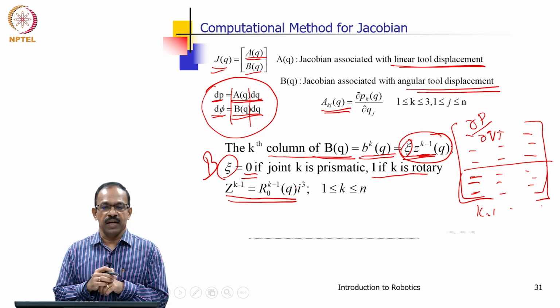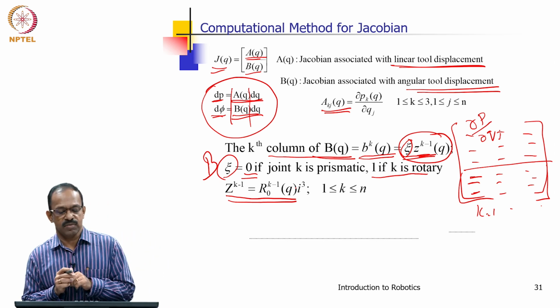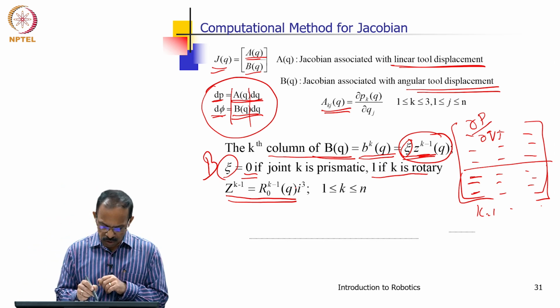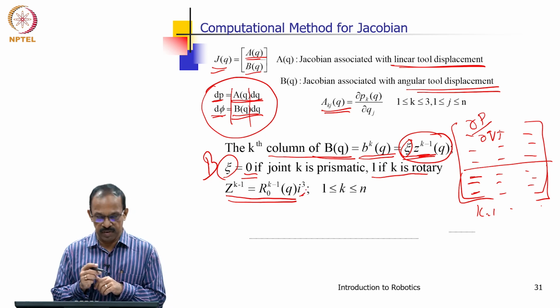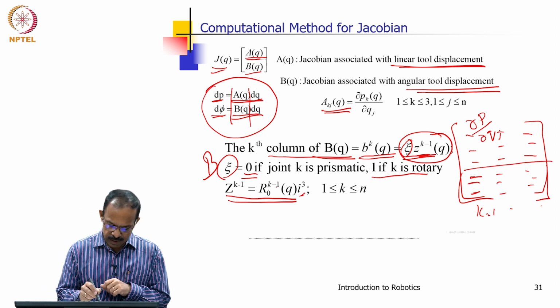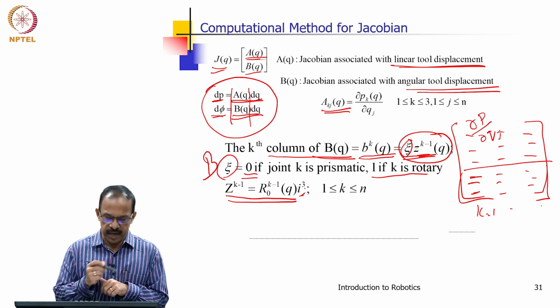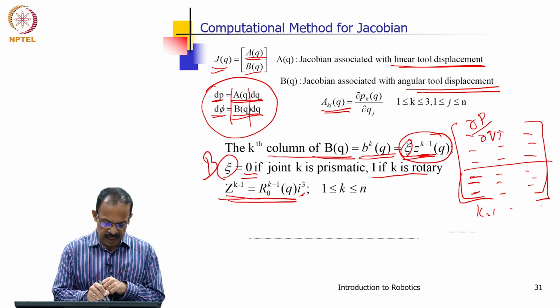Or we can say that z_{k-1} is R_{k-1}^0 times I3, right. I3 is the third unit vector, 0 0 1. So, you multiply R_{k-1}^0 with I3, and this gives the z_{k-1}.